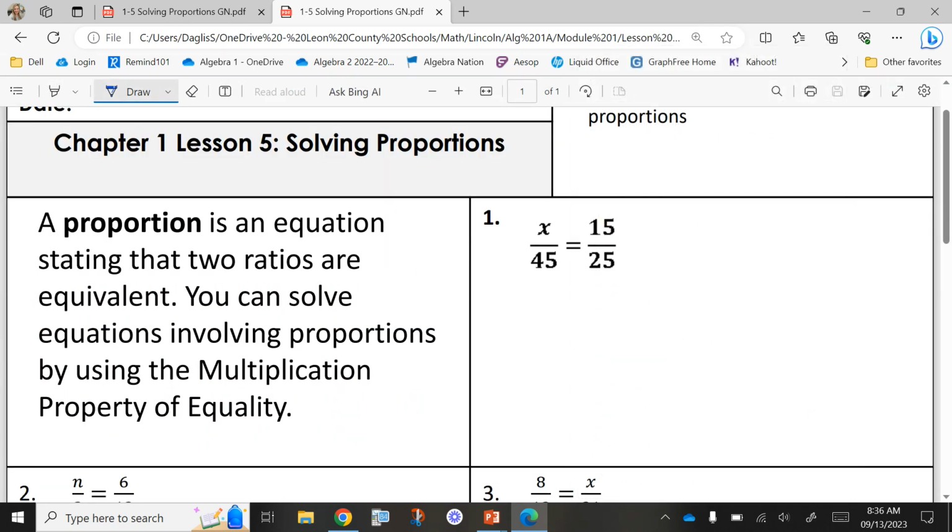So cross multiply. What do I mean when I say cross multiply? Yeah. 45 times 15 is going to equal x times 25, or 25 times x. Does the order matter? Does it matter that I did 25x instead of x times 25? No, it doesn't matter.